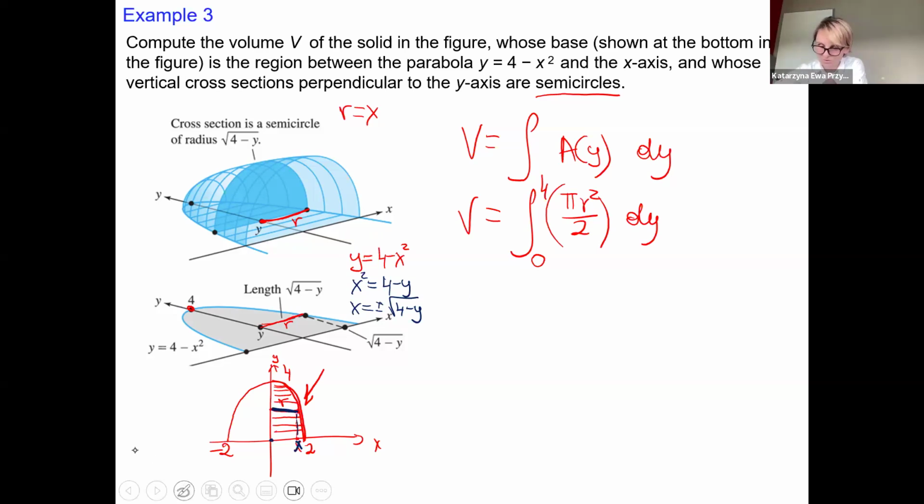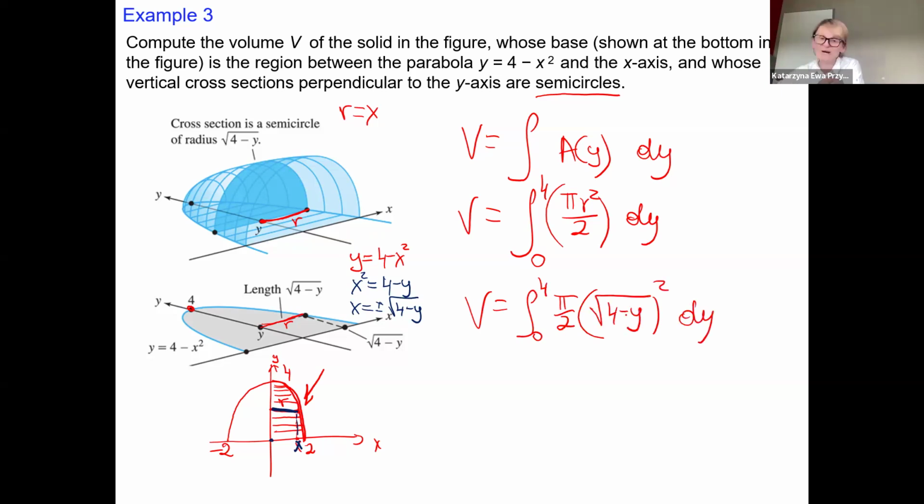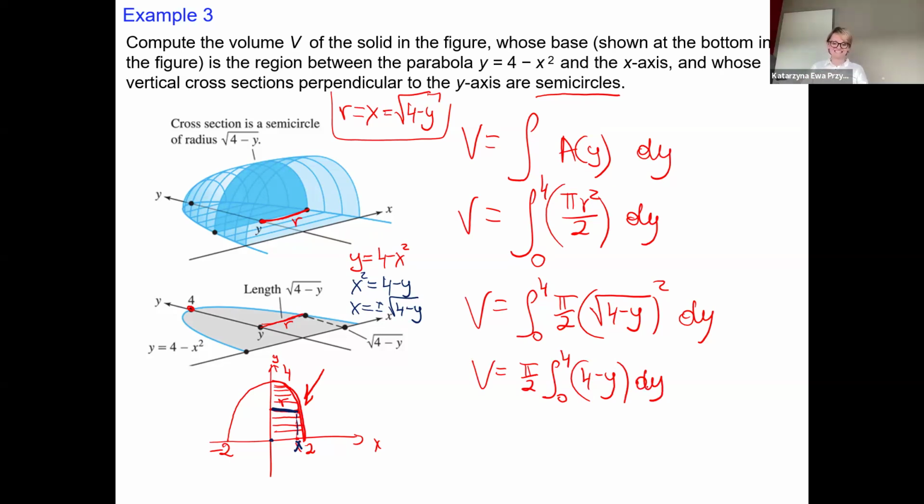Let's set up the volume between 0 and 4, pi over 2, radius squared. And the radius is the square root of 4 minus y. I just draw it here. We put pi over 2 between 0 and 4. The square root squared will be gone. It's just this. So nice and easy, right?